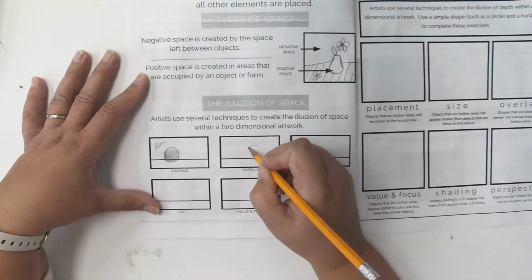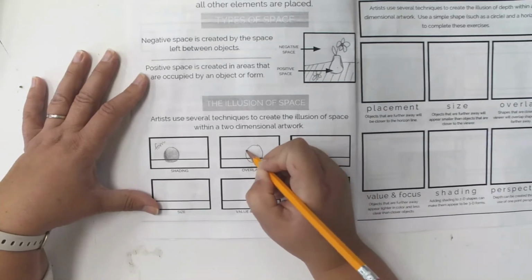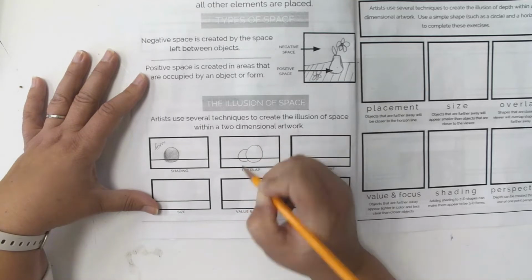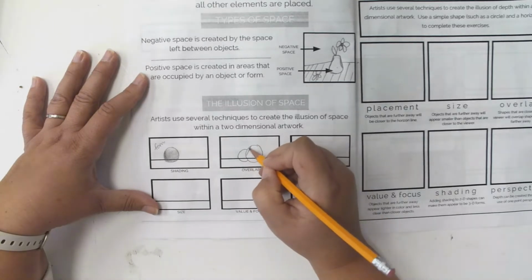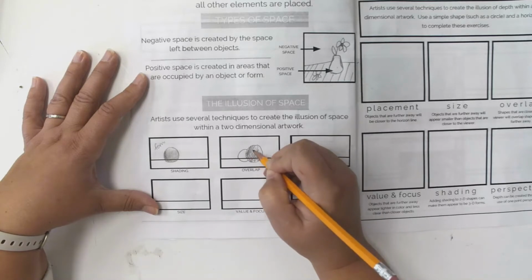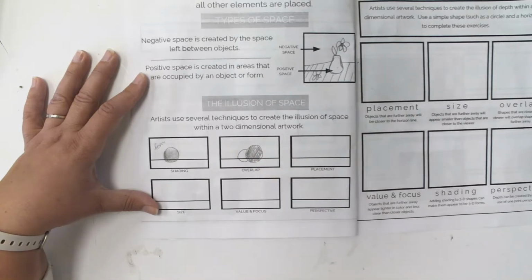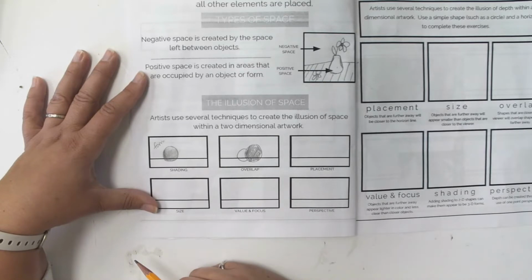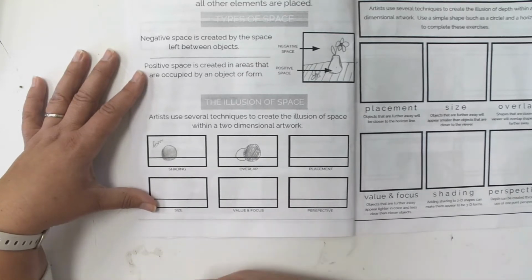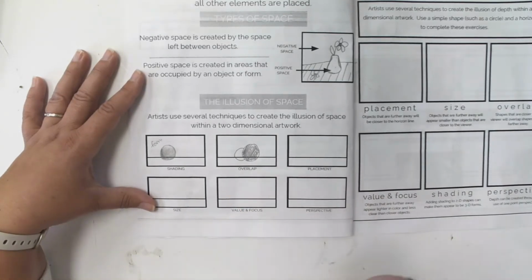Another way is overlapping. So we're going to make it look like there's two pieces. And I'm going to just kind of color this one in, just so it looks like one is over the other. So overlapping is another way of showing space. And this is on top of it.